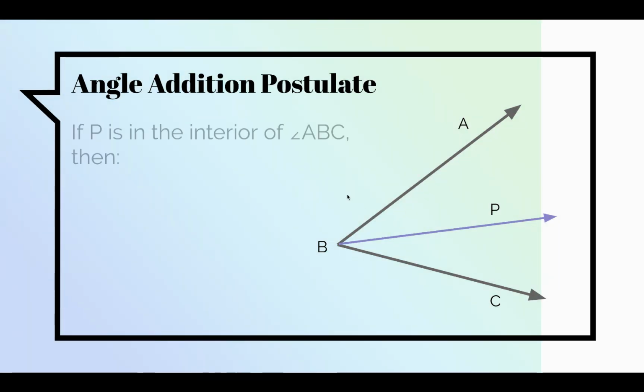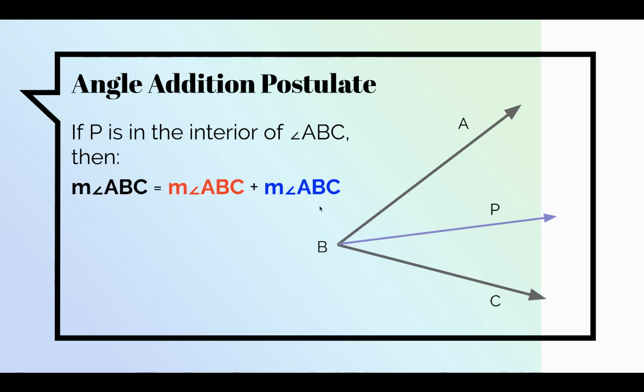Okay, so here is the textbook definition. If P, the point right here, is in the interior of angle ABC, then the measure of angle ABC, so that measure, is equal to the measure of angle ABC.